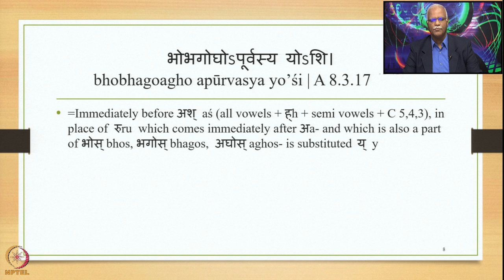I repeat, immediately before ash, all vowels plus h plus semivowels plus class consonants 5, 4 and 3, in place of ru, which comes immediately after a and which is also a part of bhos, bhagos and aghos, is substituted by ya.